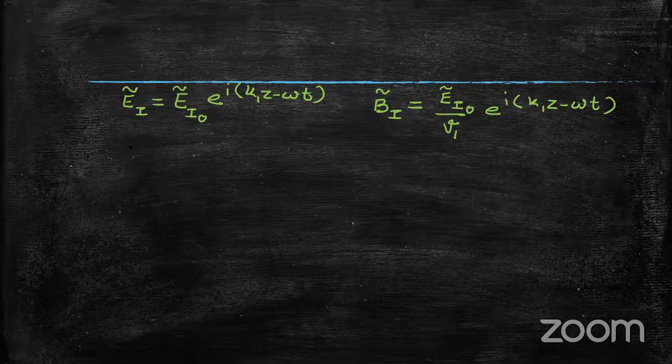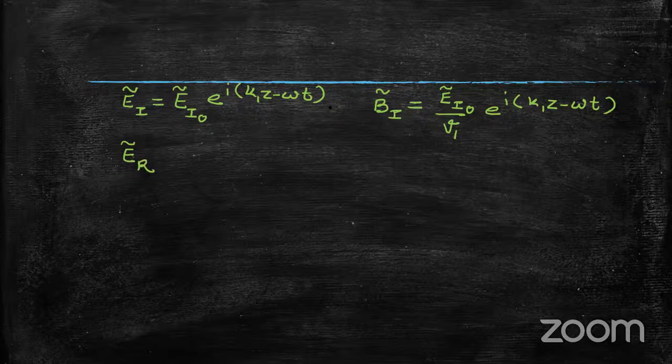Then you got a reflected one, which is ER. This is x cap.